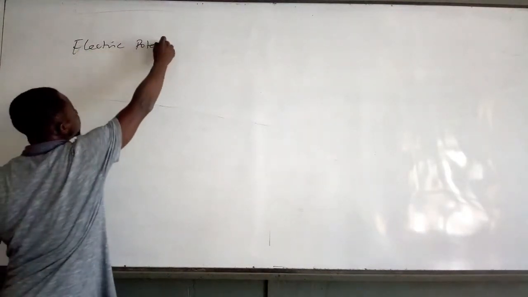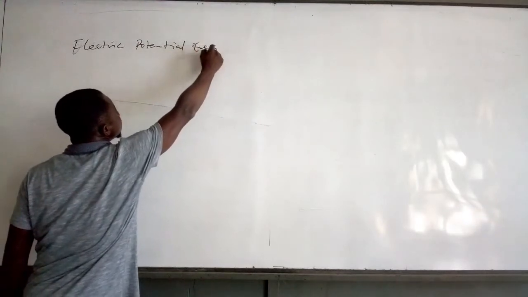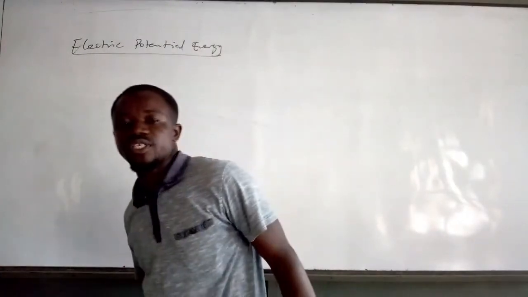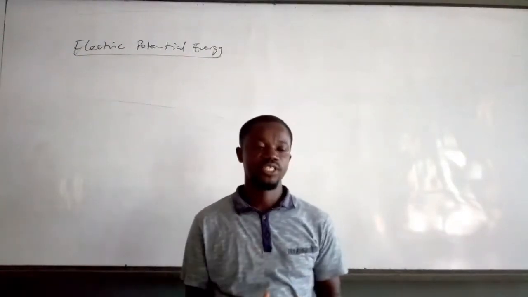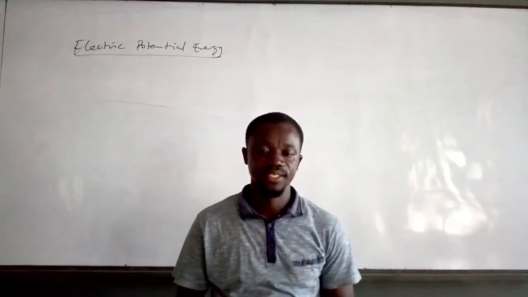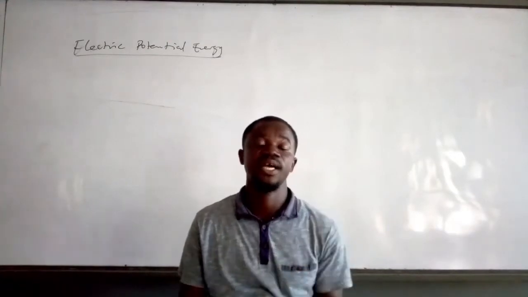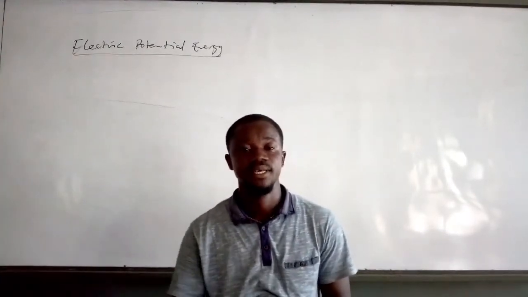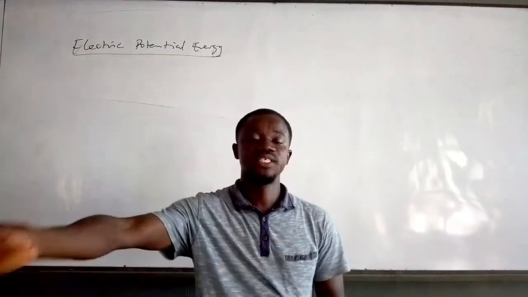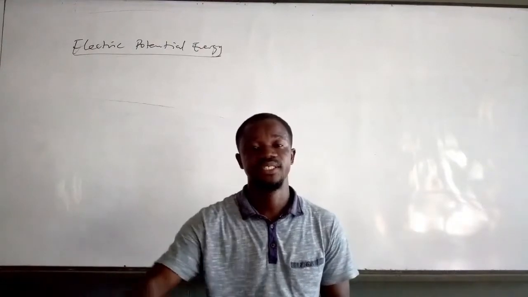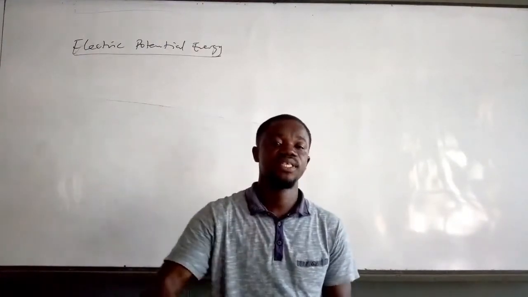So we look at another term we call electric potential energy. When we say electric potential energy, we define it as the work done in moving the charge from infinity to a point in an electric field. The work done in moving a charge from infinity to a point in an electric field.